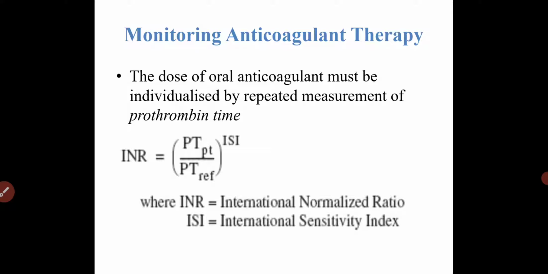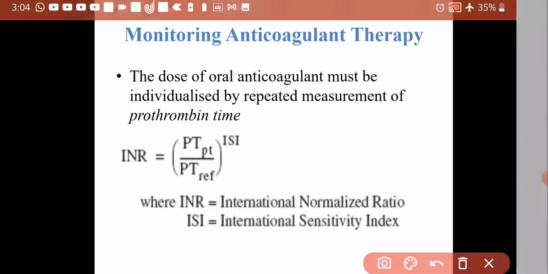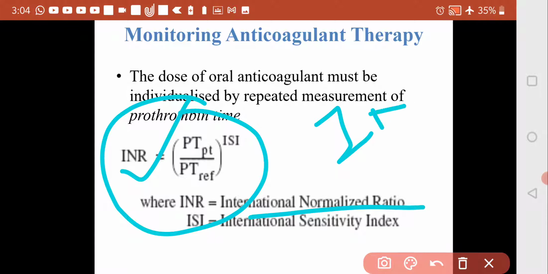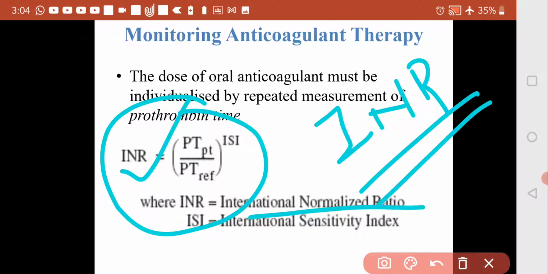So that is the prothrombin time, and there is an equation for it. It is measured as INR, international normalized ratio. Try to remember this. In the equation, PT is the prothrombin time of the patient, PT of the reference means the control normal human, and there is the ISI, the international sensitivity index of the thromboplastin.